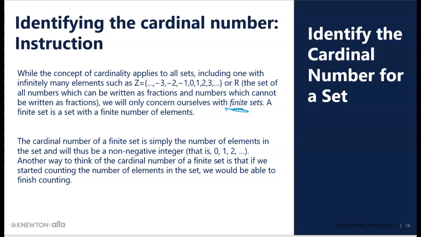If I asked you for the cardinality of the set of uppercase letters in the alphabet, you would say 26, because there are 26 uppercase symbols. If I asked you for the cardinality of the set of positions on the field in a baseball team, you would say 9 in a professional baseball team.